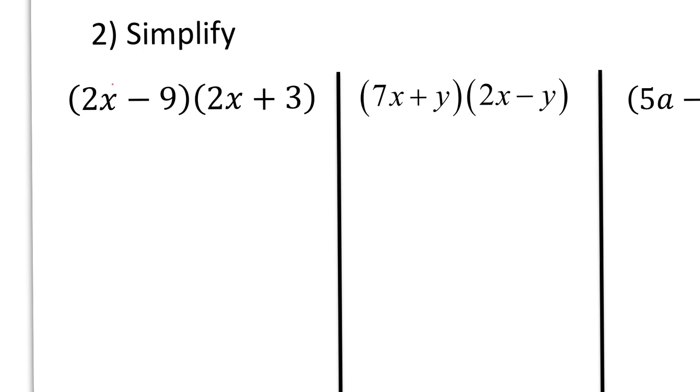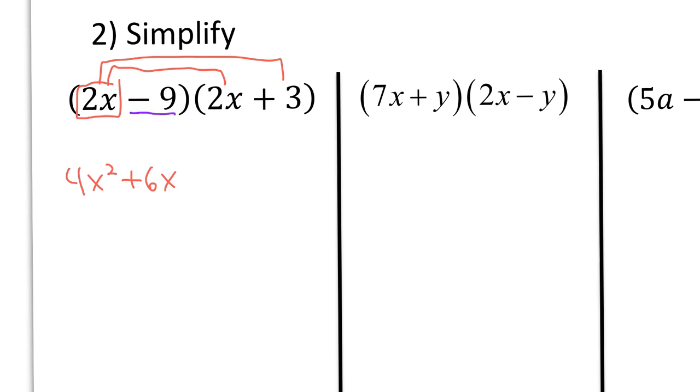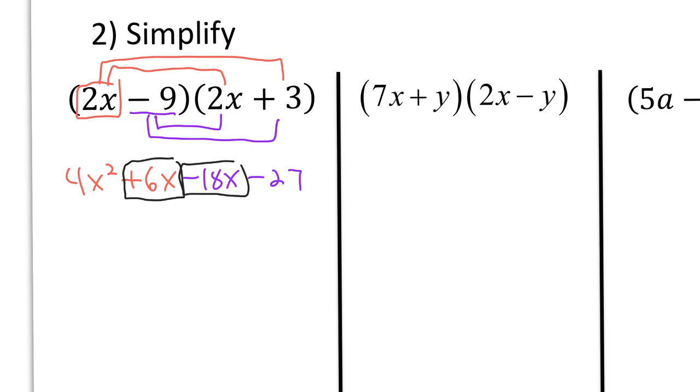So one more time, I'm going to take 2x times the 2x here. So that's going to be 4x squared. The 2x times the positive 3. That's going to be a positive 6x. Notice I multiplied 2 times 3 is 6. And you keep the x. Then you take the minus 9. Multiply by 2x. That's negative 18x. Negative 9 times 2 is negative 18. Keep the x. And negative 9 times 3. That's going to be negative 27. You combine the middle terms. So we have positive 6x and minus 18x.